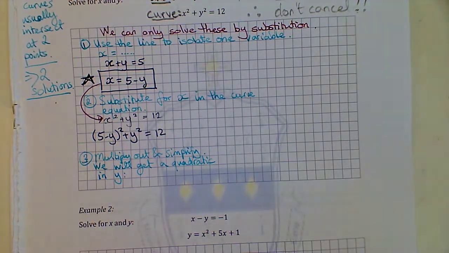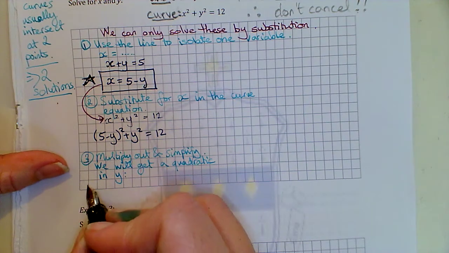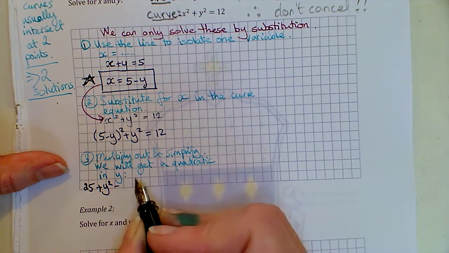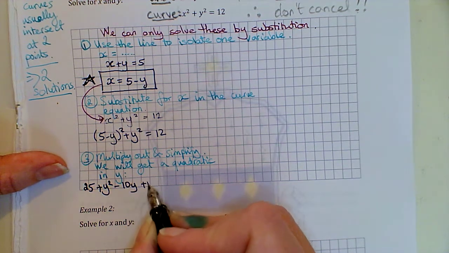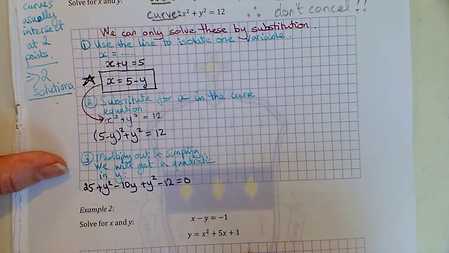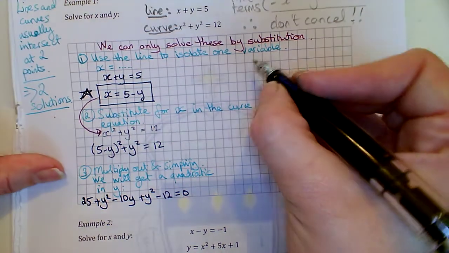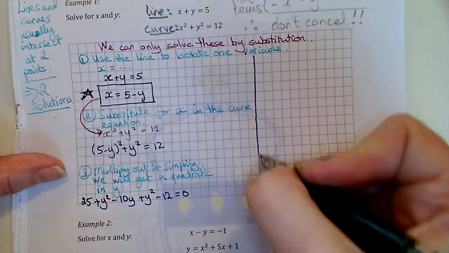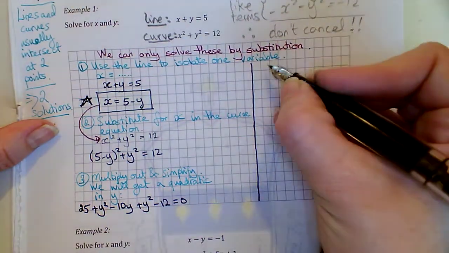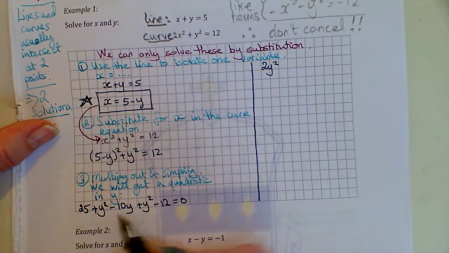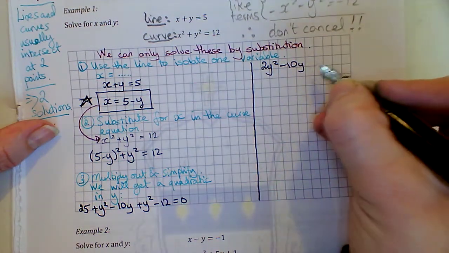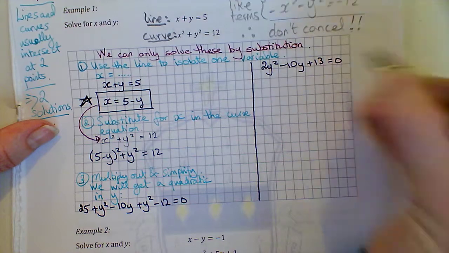So let's see what that looks like. I'm going to multiply out these brackets. I'll square the first, 25, square the last, plus y squared, double the product, minus 10y, plus y squared. I'm going to bring my 12 over at the same time, minus 12 equal to 0. And then I tidy that up. I'll get y squared plus y squared, 2y squared, minus 10y, 25 take 12 is plus 13 equal to 0.